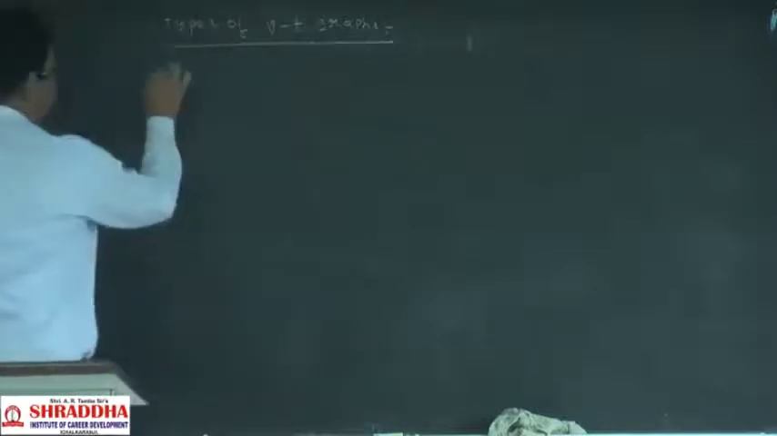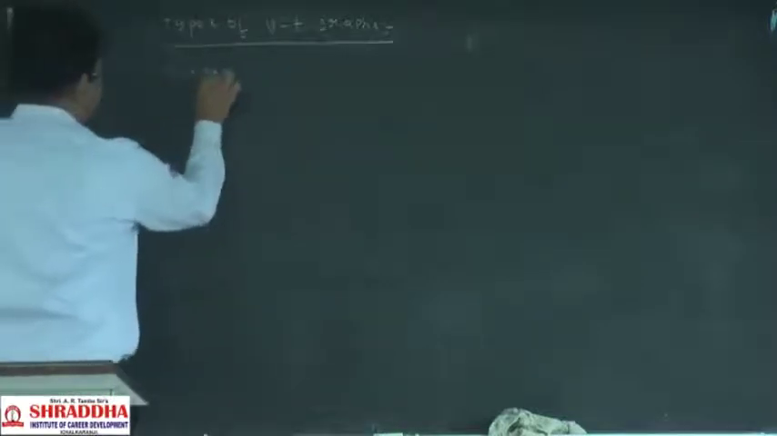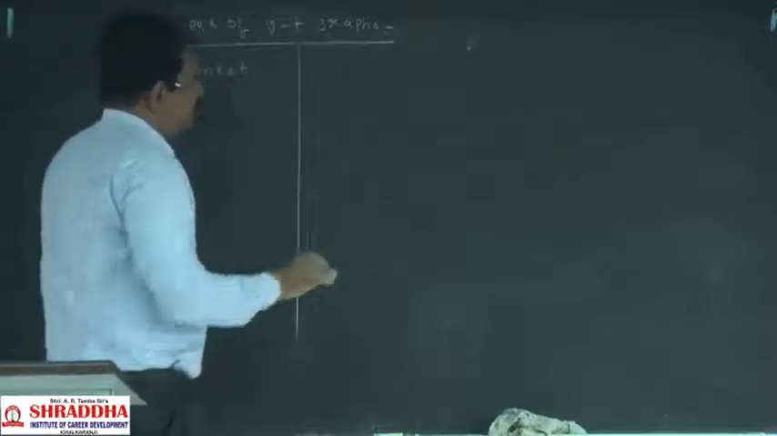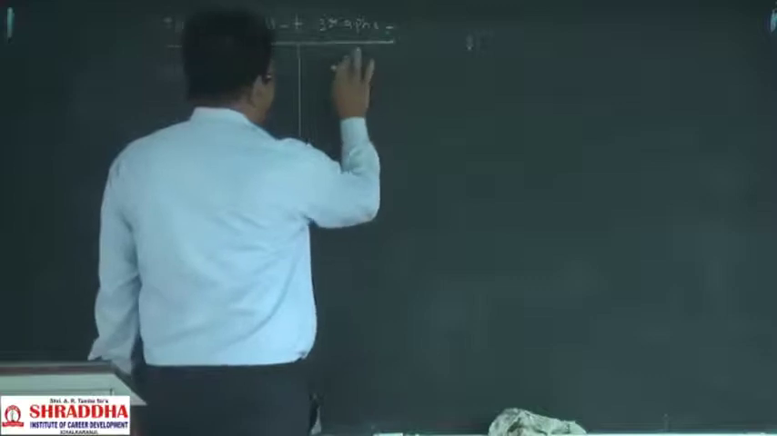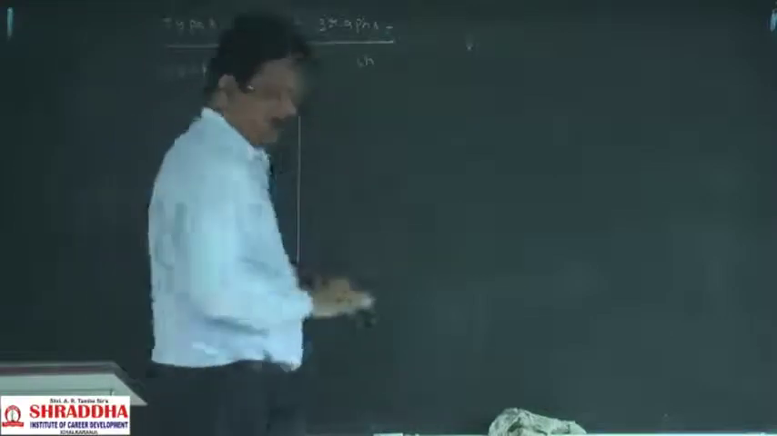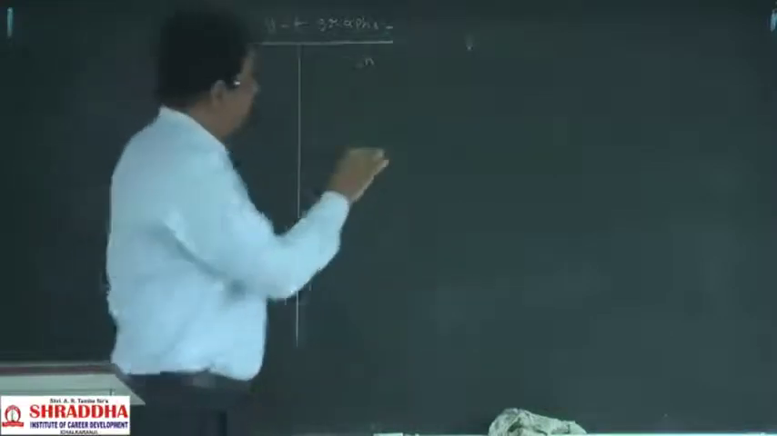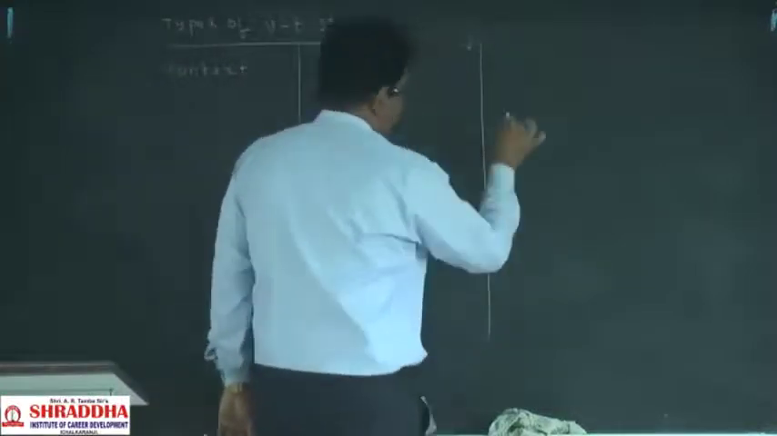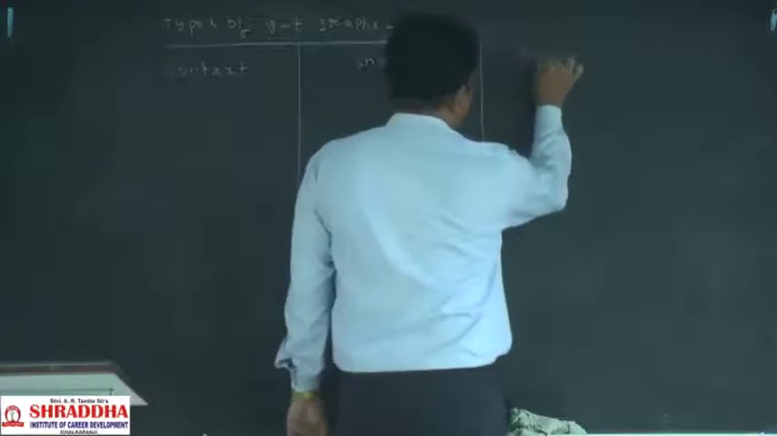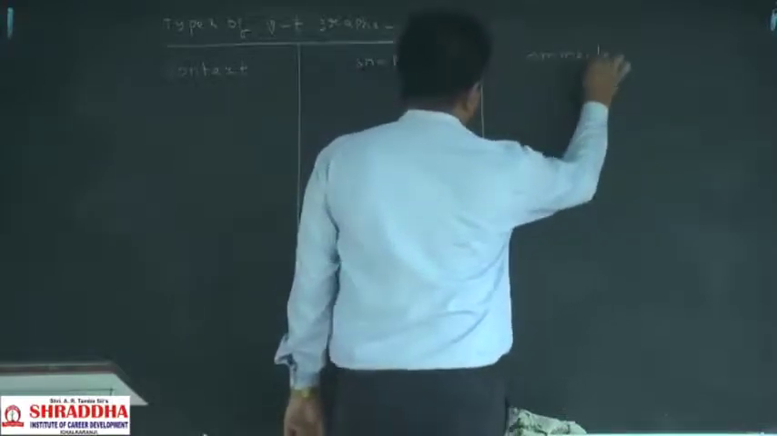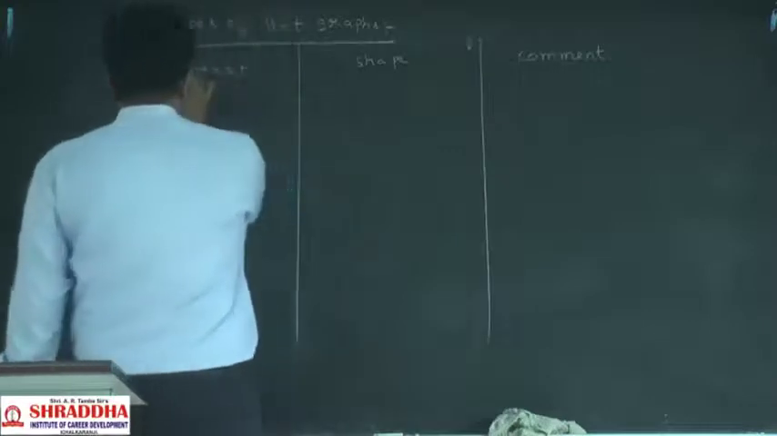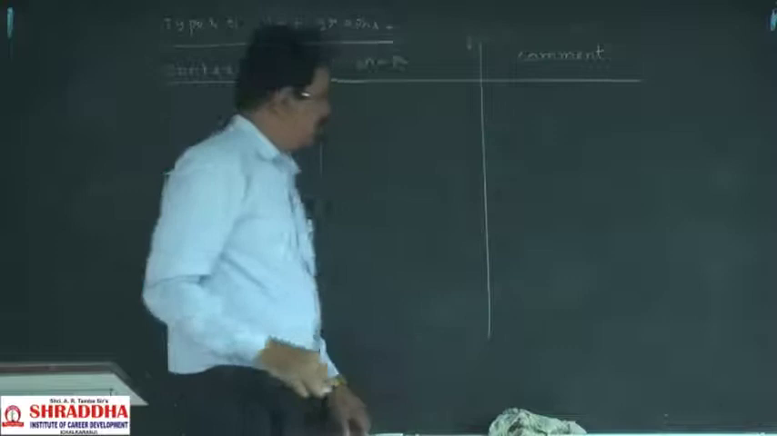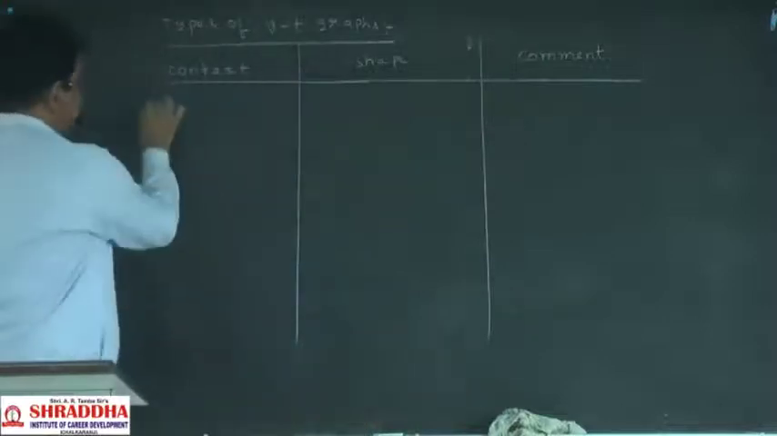So divide the page into three columns. Context first, the second one will be shape, and the third one will be comment. Theoretical questions will be there on this, remember. Okay.